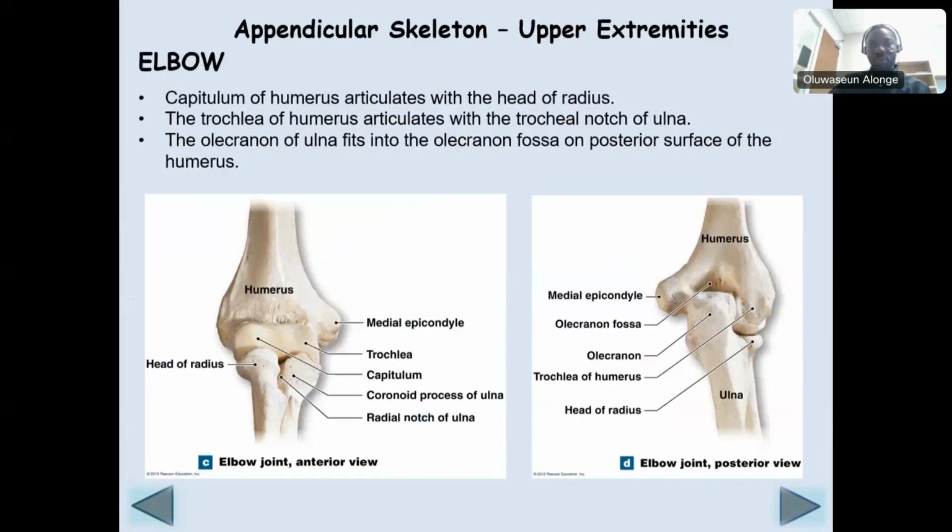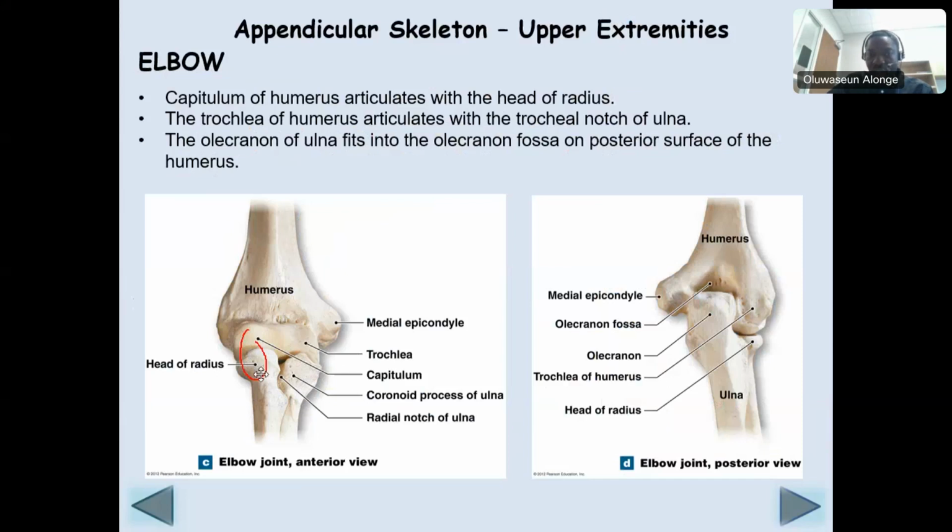Now, your elbow joint. Let's see again what I've been describing. I want to show it to you now. So the elbow joint is made by, you see the radius articulate with the trochlea. Then you see the ulna articulating with the trochlea of the humerus.